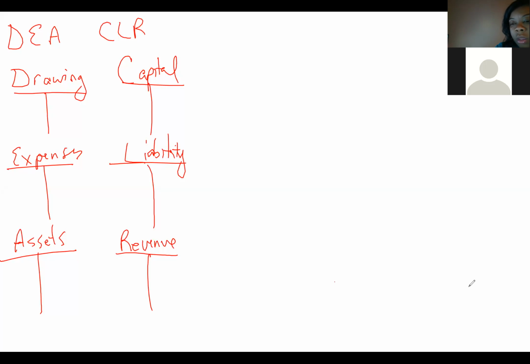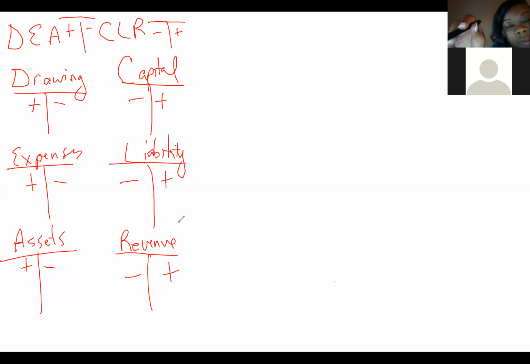Okay. So I'm going to come back. Okay. So drawings are all plus minuses. Expenses are all plus minuses, and assets is always plus minus. These over here are always the opposite, so they're minus pluses. So capital is minus plus, liability is minus plus, and revenue is minus plus. So the pluses and minuses mean that the account either increases or decreases with that transaction. Okay?